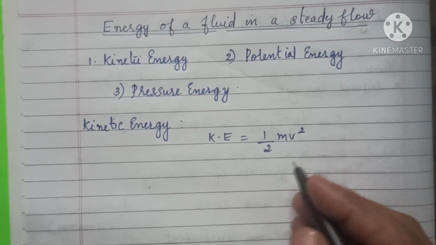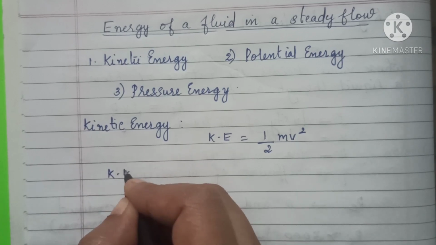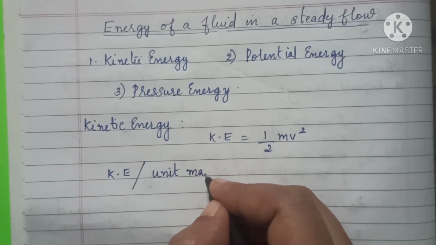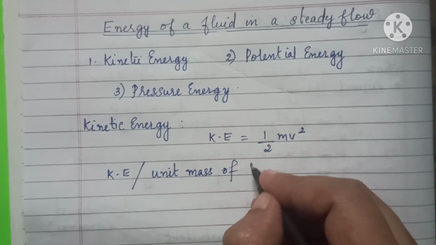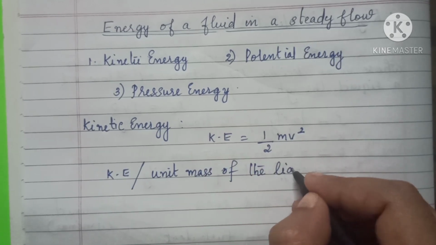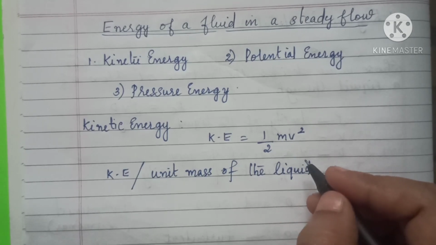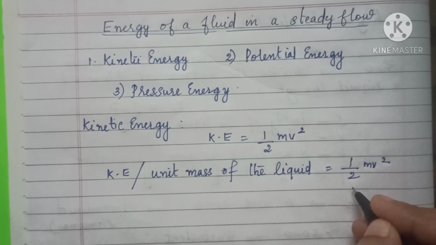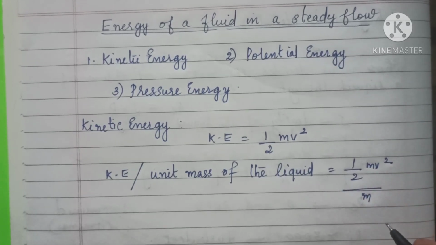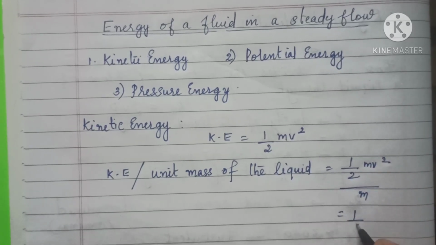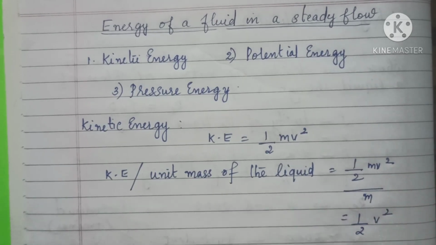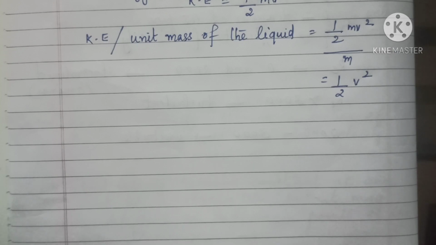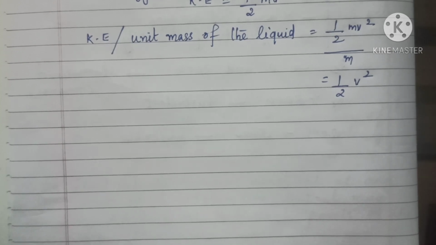Now suppose I want to find the kinetic energy per unit mass of the liquid. How can I write the expression? It is half mv squared divided by m. What is that? Half v squared. Kinetic energy per unit mass of the liquid is taken as half v squared.